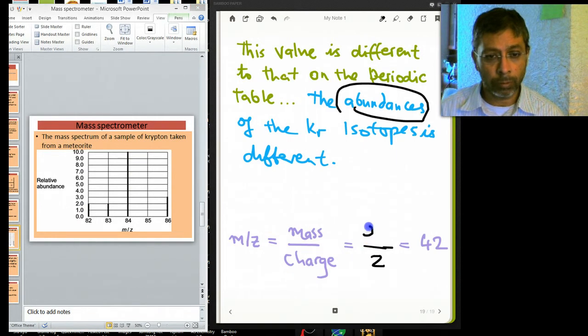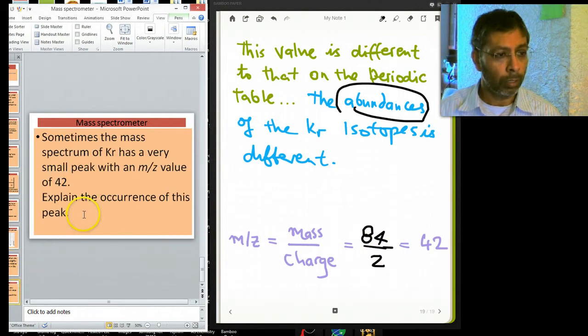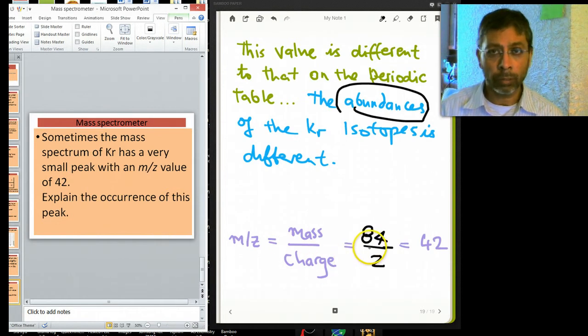So 84 divided by 2 will give you 42. Alright, so explain the occurrence of this peak. One of the ions, mass 84, had a 2+ charge.